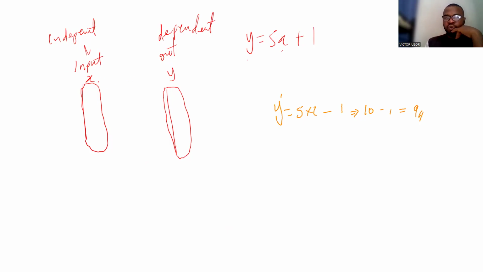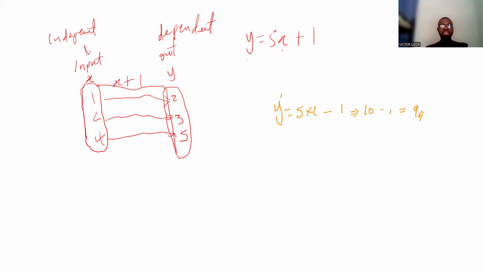So when there is a rule, a relationship between x and y, it is called a mapping. Any rule that connects x to y is called a mapping. For example, if the rule that connects x to y is x plus 1, if x is 1, y automatically will be 2. If x is 2, y automatically will be 3. And if x is 4, y automatically will be 5. So when there is a rule connecting x to y, it's called a mapping. That is the first thing we are going to be looking at.